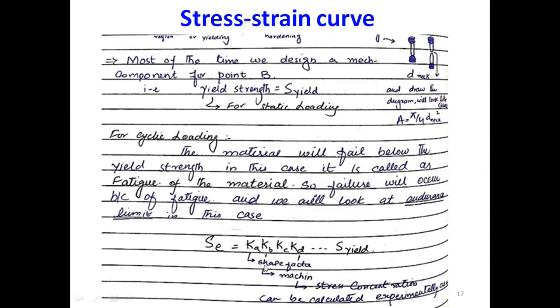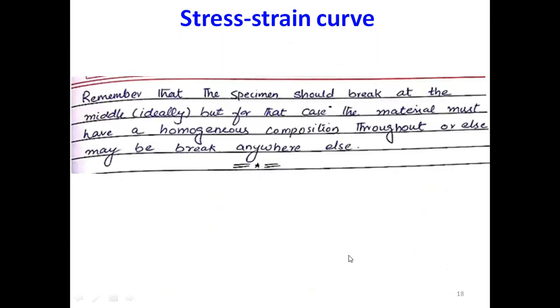These factors are the shape factor, machining factor, stress concentration factor, reliability factor. All those explanations are present in the machine design books. You could go there and see this. But remember that we have to perform the experiment and find out the yield strength.